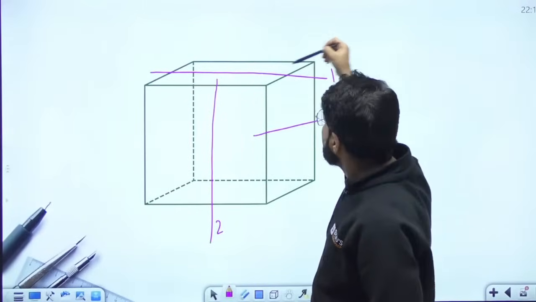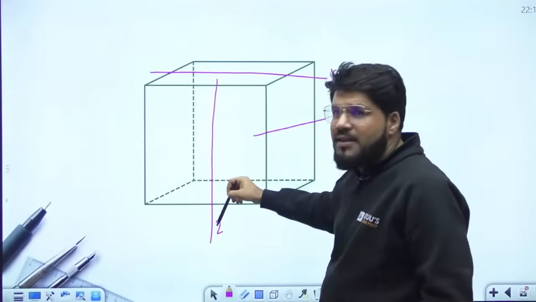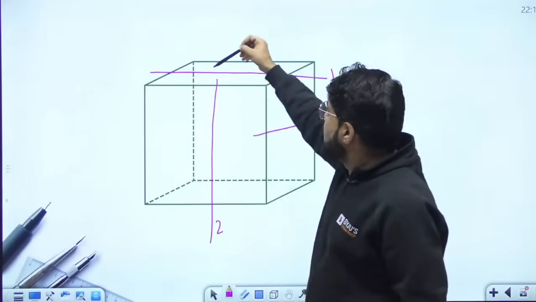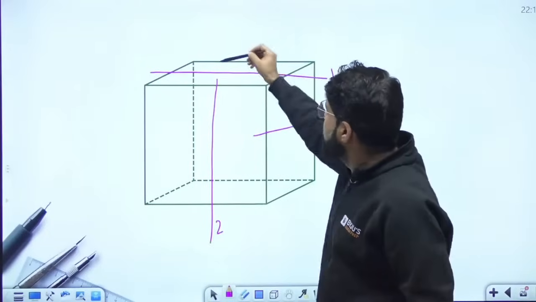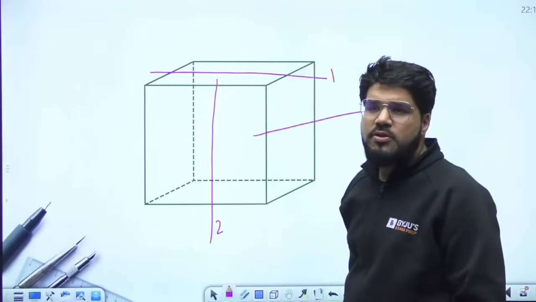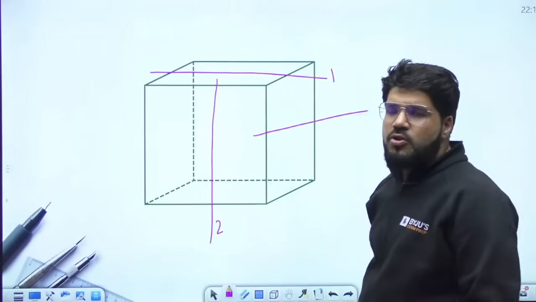So how much is it? This is 1, and then this is 2. Here it was, this is also 2, and that also will become 2. Clear? So 4 are obtained.